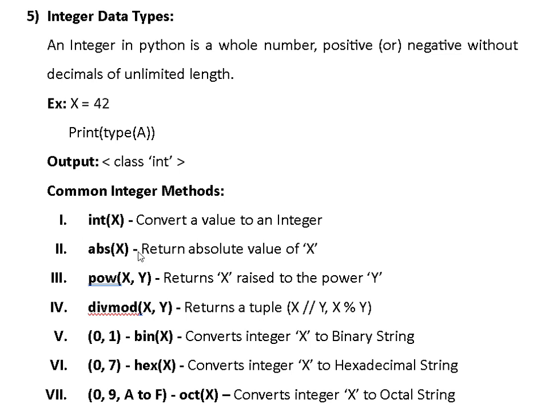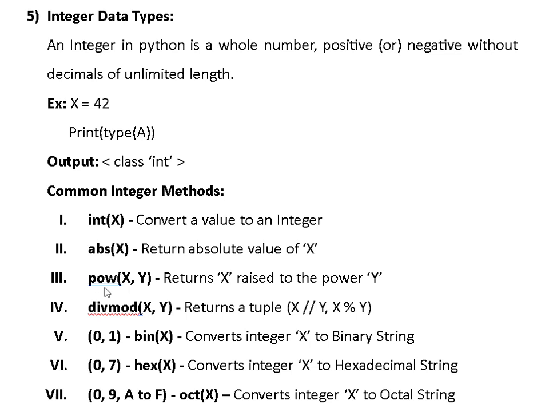Absolute of x means it prints the absolute value of x. If you take 42.0 or 42.6, it gives the absolute value which does not include any decimal points. In the next video you can see these methods in programming.